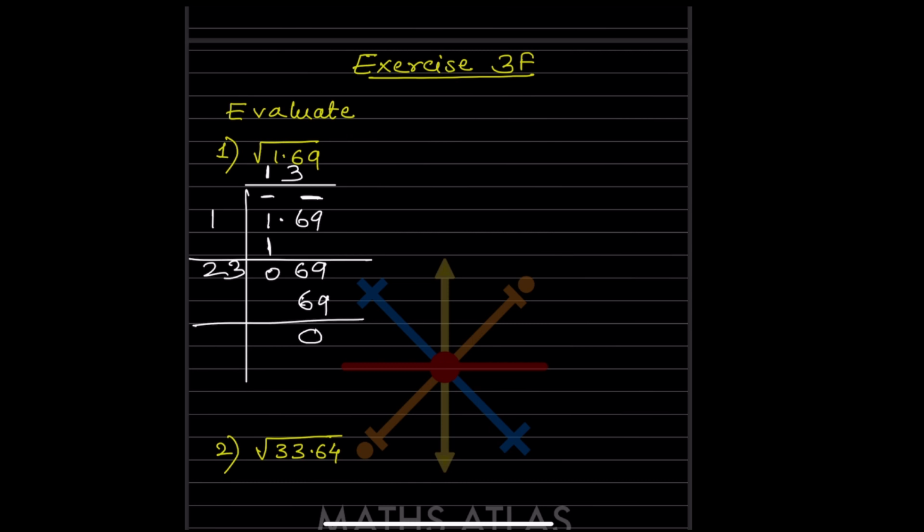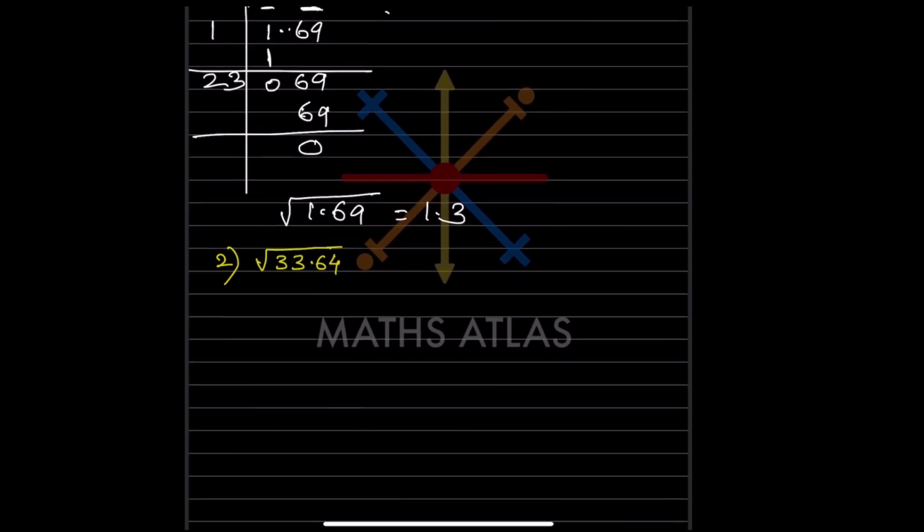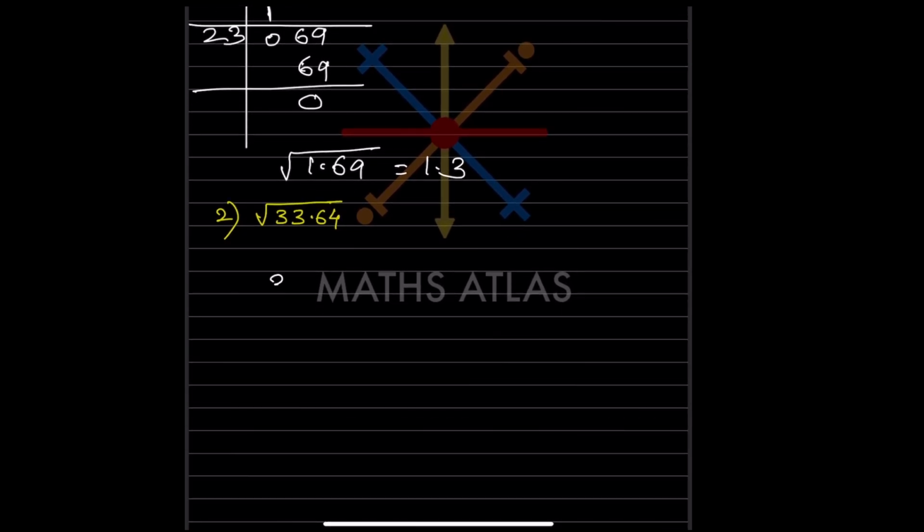Now whenever there is a pairing, where do you put the decimal? Here we have a pairing after 2 numbers, so the decimal should be after just 1 number. So we'll write here, root of 1.69 is 1.3. Now we will see the next one, that is 33.64.